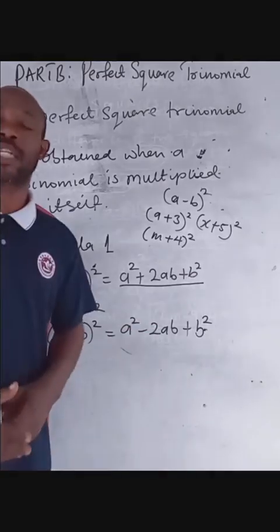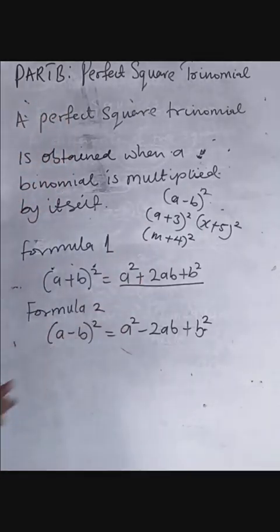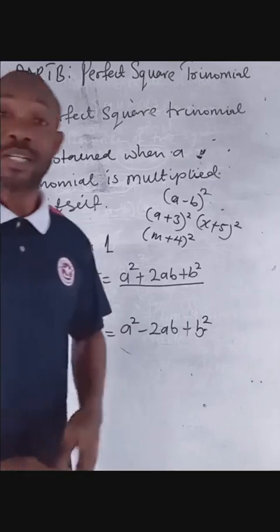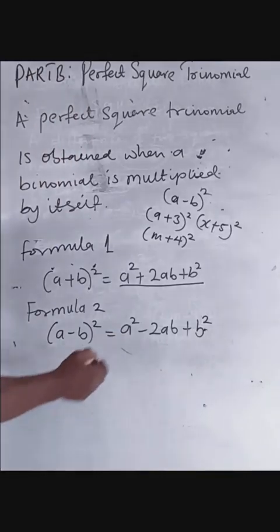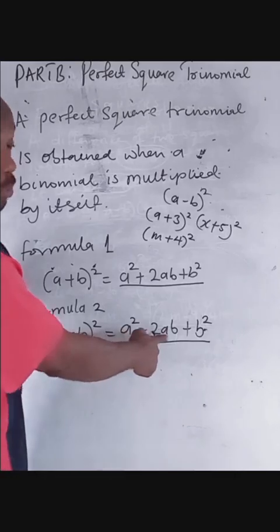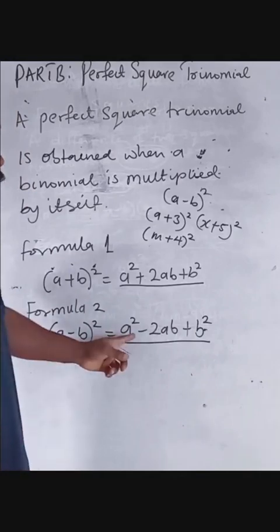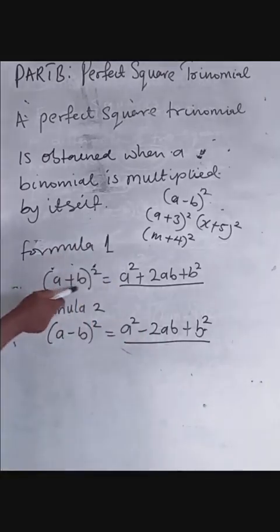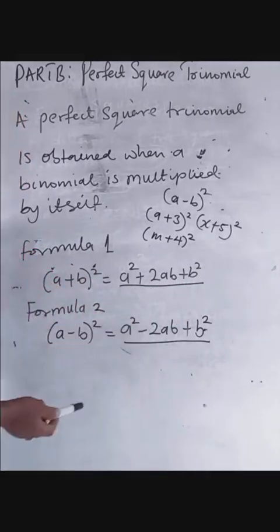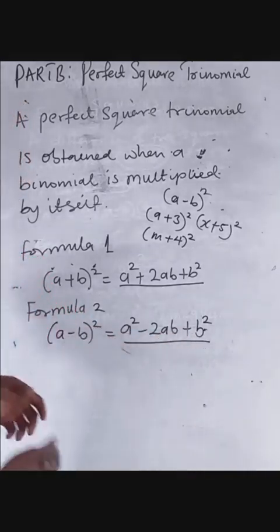The second algebraic expression that takes this form is a minus b raised to the power 2. A minus b raised to the power 2 takes the form of a perfect square trinomial, and the formula is a squared minus 2ab plus b squared. This is going to be the resulting factorization. So the first scenario, a plus b squared, this is the formula. Second one, a minus b squared, this is the formula. So take note of them.